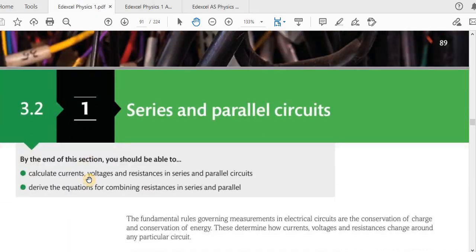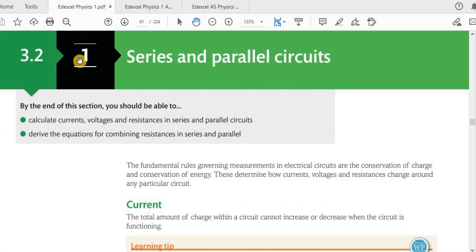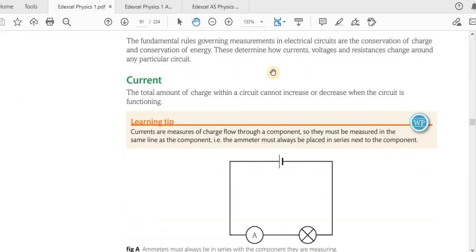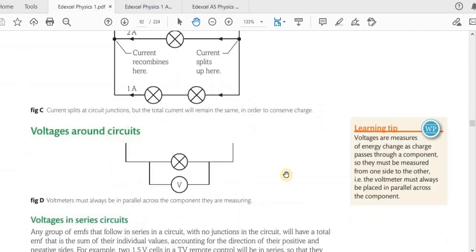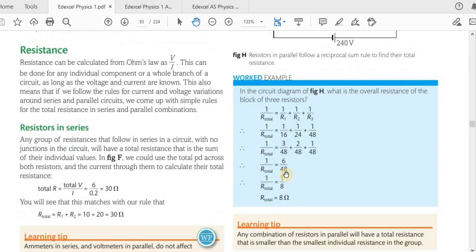Now the first one, that is chapter 3.2 part 1, is about series and parallel circuits. In the O-level or 9 to 1 classes you would have learned this earlier, but this is also very simple. So we will see series and parallel circuits. Briefly we will go through what is there in this chapter.